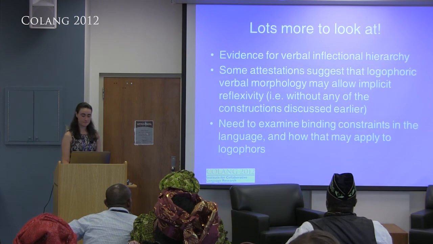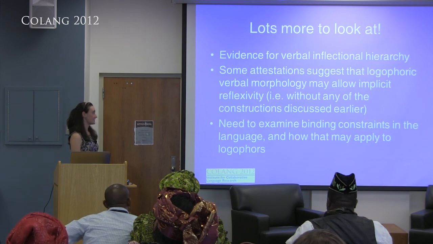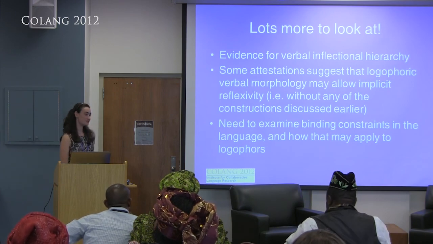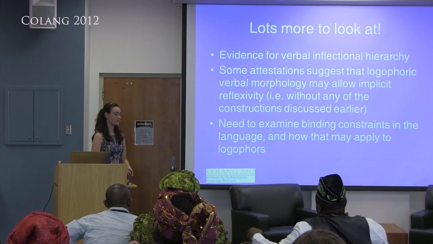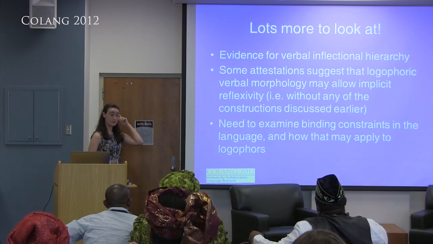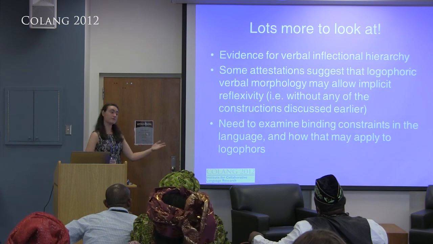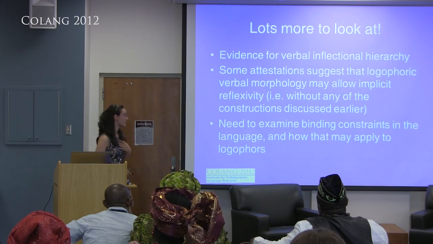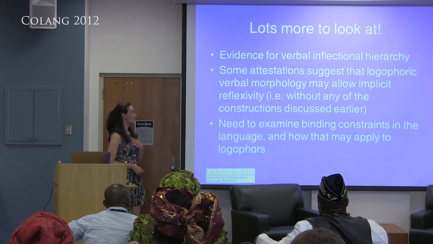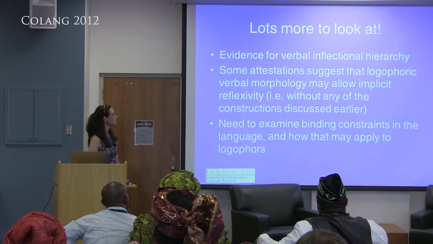So just to give a nod to some of the things that we still need to look at here. It's interesting, the cases I pointed out where the logophore seems to trump other persons that are involved and override them, and you get the logophore verbal morphology even when you have a subject that's plural or involves a first or second person, might be evidence for a larger system of a hierarchy in verb agreement.